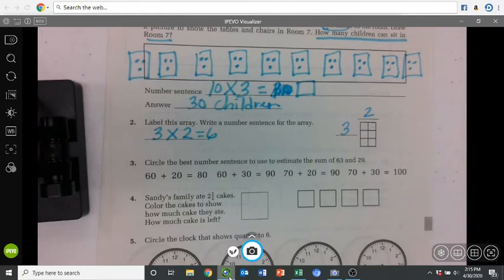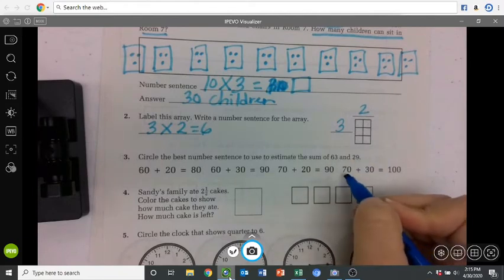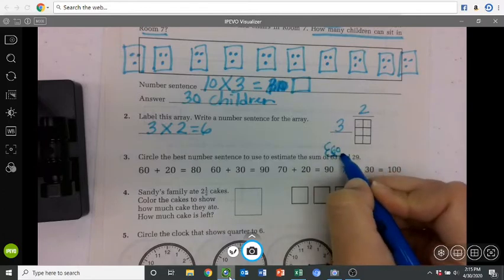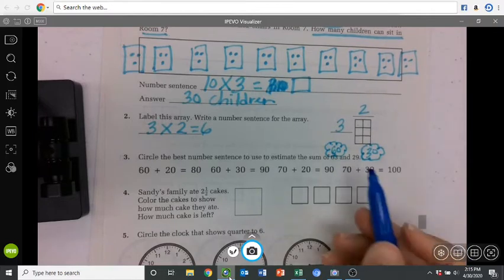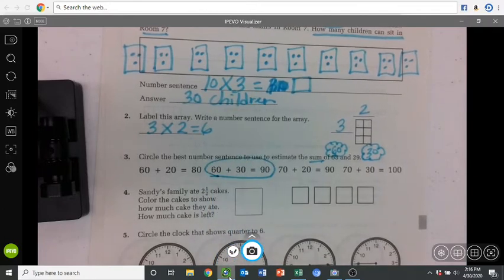Circle the best number sentence to use to estimate the sum of 63 and 29. Well, I want to think about my rounding for 63 and 29. 63 would round to about 60. Remember, this is what I'm thinking in my head. And 29 would round to about 30. So, I'm doing the sum. So, is that going to be addition or subtraction? Yes, addition. I know you got that. So, I'm looking for 60 and 30 where I'm adding them together. Here it is, 60 plus 30 equals 90.